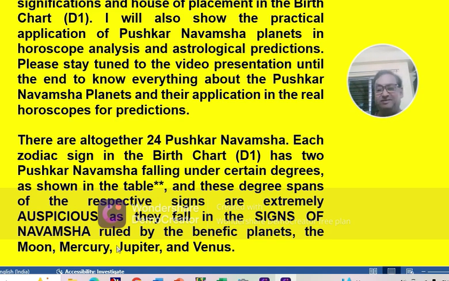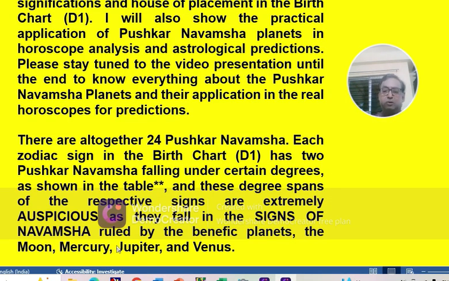These are the hidden gems. You can say these are the jackpots in your horoscope. I use the term jackpots because these are really the jackpots in your horoscope. These degree spans I am going to show you elaborately. Leave everything on me. I will do everything. You just enjoy the video.